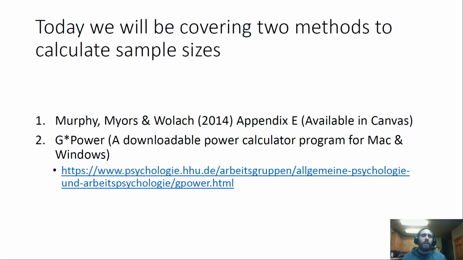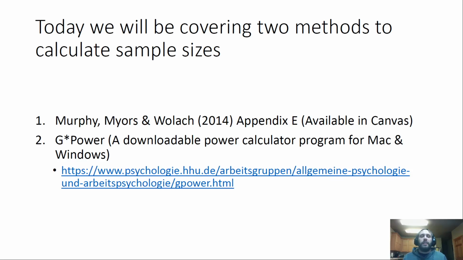So today we're going to be talking about 2 different methods for calculating sample sizes. The first is through Murphy, Myors, and Wolach's 2014 article in which they use Appendix E. And Appendix E is available for you in Canvas. At the end of this course, I'll show you how to get to it, but if you want to follow along with me, go to Canvas, go to the Module 4 lab, and download the Appendix E that's available there.